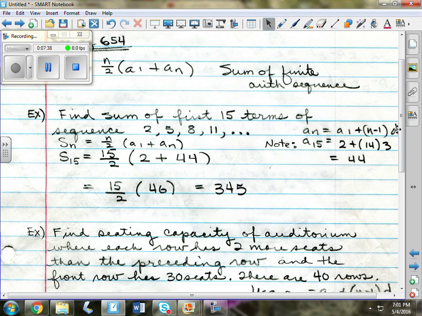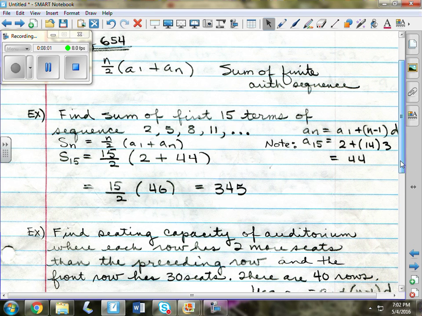So I had to use my a sub n formula to figure out the 15th term. Once I found that, I could take that number and put it in here. A sub 15 needs to go right here. Then I'm going to simplify this and get 345. So that's the sum of the first 15 terms in this sequence.